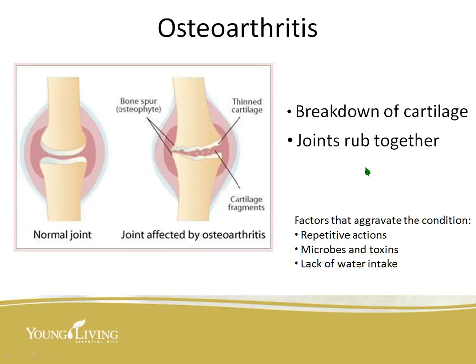The next disease that we want to talk about is osteoarthritis, which is a breakdown of cartilage. This is where the joints rub together. It can be very, very painful. Happens a lot in the knee joints. Factors that aggravate this condition are repetitive action, especially if there's a lot of excess weight, causing those joints to be pressed together. Again, bacteria, microbes, and toxins, and lack of water.